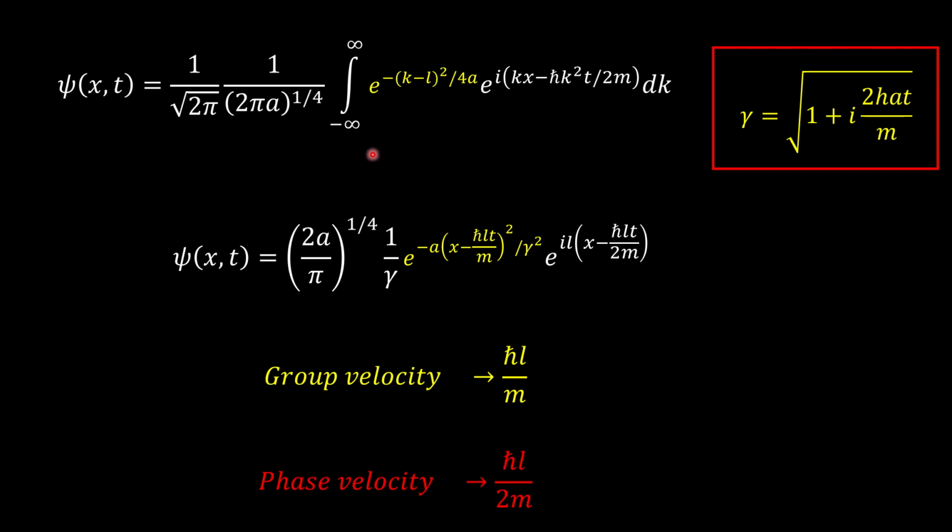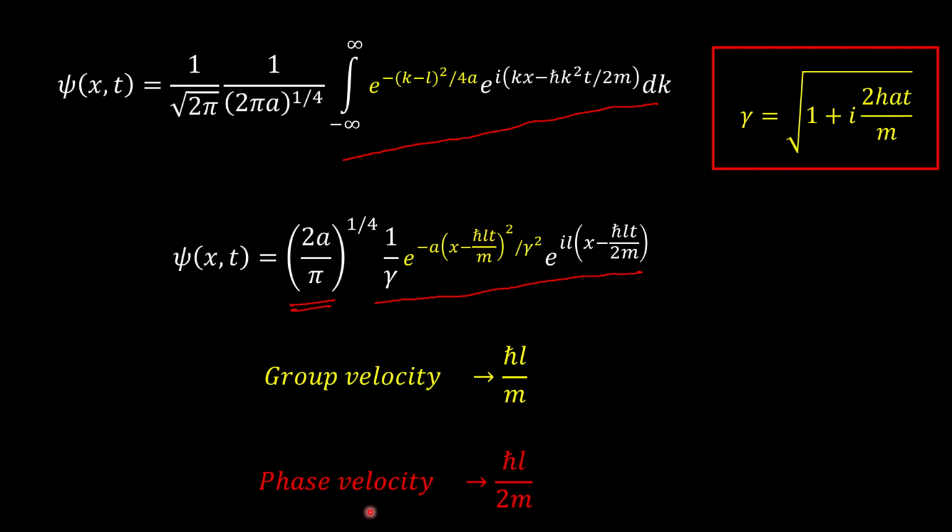Now we got this integration. You can apply the Gaussian technique, and after simplification you will get this. This constant also we are going to modify based on this integral value. You can simplify all the constants and you will get 2a over pi whole power 1 over 4, times 1 over gamma. Gamma is square root of 1 plus i 2 h cross a t over m.